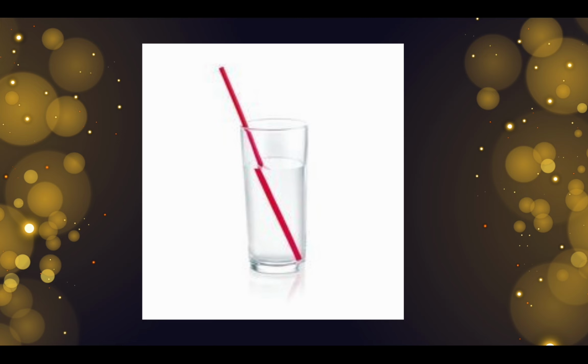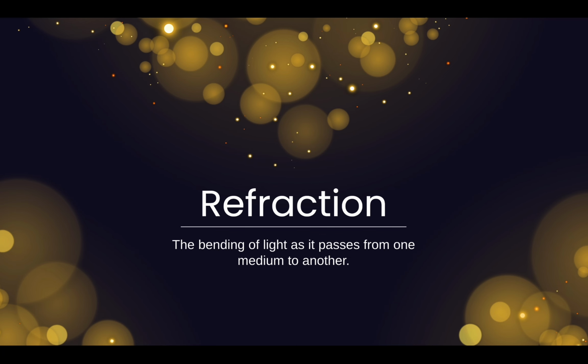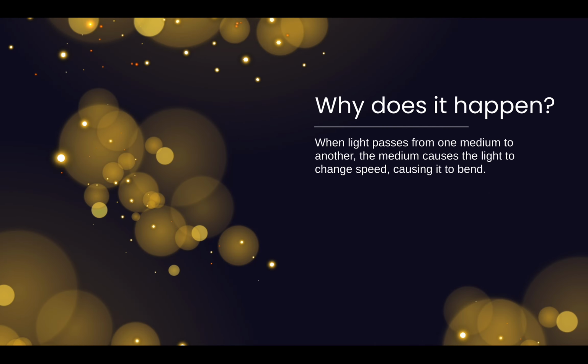Have you ever wondered why a straw appears distorted in a glass of water? Well, the answer is not far from what you would think. The water literally bends the light, causing it to appear abnormal. This process is called refraction, which is the bending of light as it passes from one medium to another. But why does this happen? Light changes speed when passing from one medium to another, causing the light to bend.